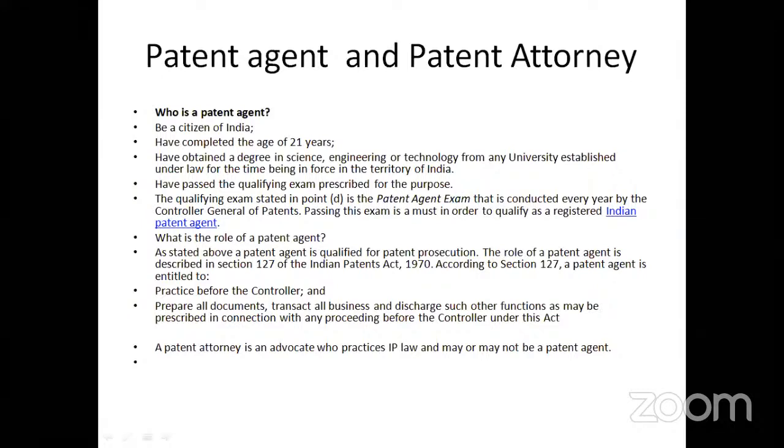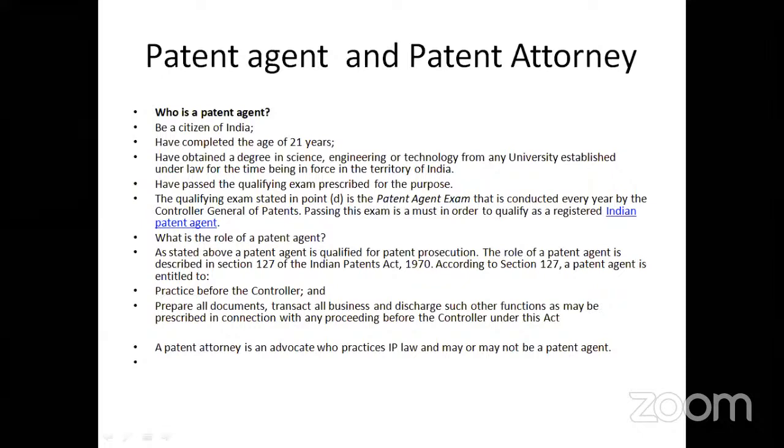They have passed the qualifying exam described in the purpose. The qualifying exam is the patent agent examination, which is conducted every year by the Controller General of Patents. Passing this exam is a must in order to qualify as a registered Indian patent agent. Then the next question comes, what is the role of a patent agent?